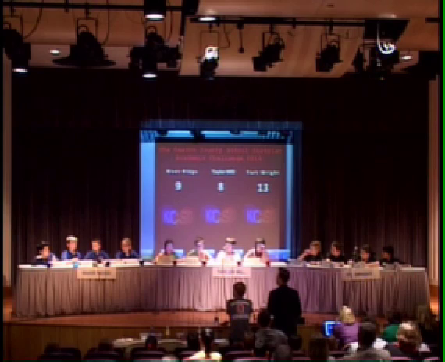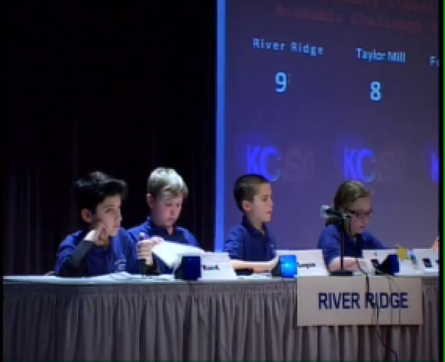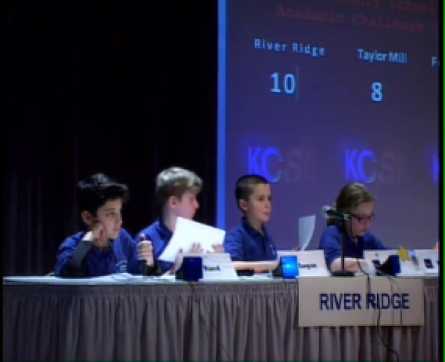Toss-up 16. What is the additive inverse of -7? River Ridge, Logan. +7. That's correct. Bonus 17. Which principle of art refers to the repetition of similar lines, shapes, forms, or colors?